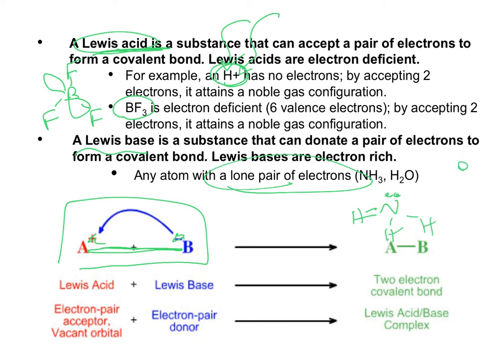We see it on oxygen containing substances. So any substance with at least one lone pair of electrons can serve as a Lewis base. Commonly, Lewis bases will have negative charges too. Anything with a negative charge is going to have at least one lone pair of electrons.